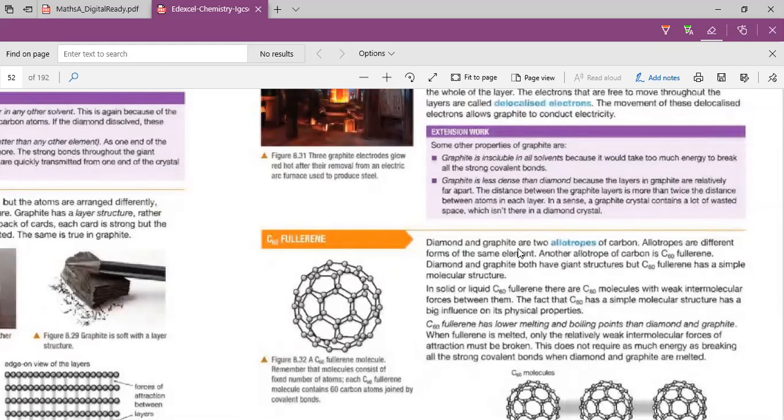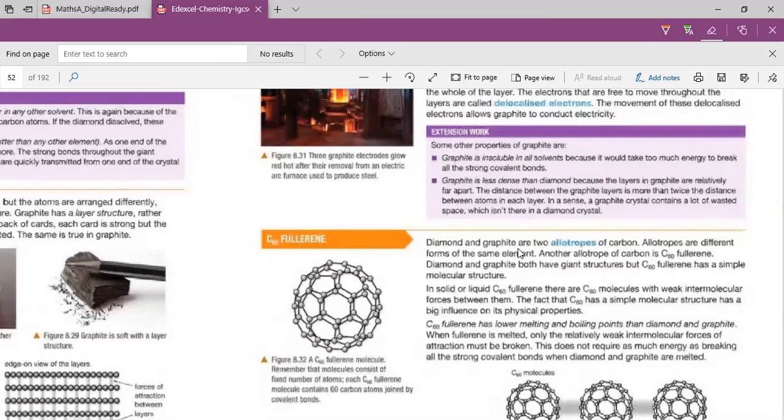We can have another different point between these three allotropes: fluorine has a simple molecular structure. Fluorine exists as a molecule, so it is a simple molecular structure. It can exist as a liquid. It has a low boiling point, and it has a lower melting point as compared to graphite and carbon.